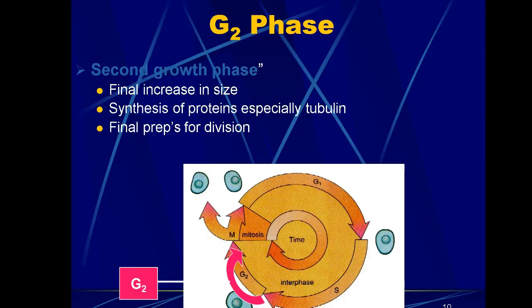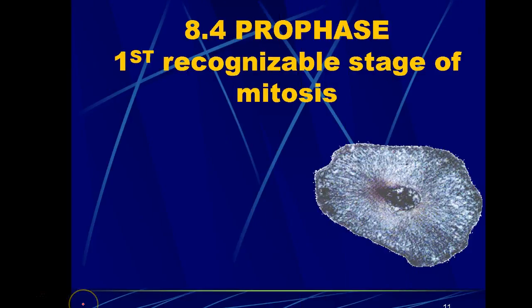So our final preparations for division. Okay? So here we go. G1, then moving to S, then G2, and then finally mitosis. Okay, so let's move into mitosis. Prophase is going to be your first recognizable stage of mitosis. One of the things, if you're looking at this, which is the animal cell, you can tell by the shape, is that you can see the nuclear membrane breaking down. You see that this nuclear material seems very dark.